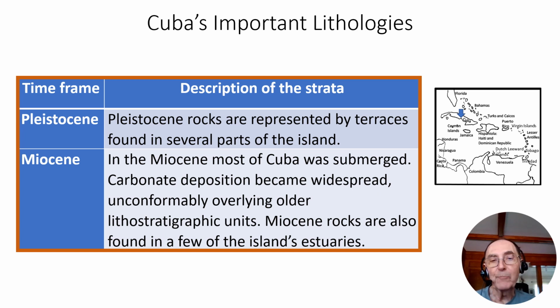In the Miocene epoch, most of the island of Cuba was submerged. Carbonate deposition became widespread, unconformably overlying the older lithostratigraphic units. Miocene rocks are also found in a few of the island's estuaries. Pleistocene rocks are represented by terraces found in several parts of the island.